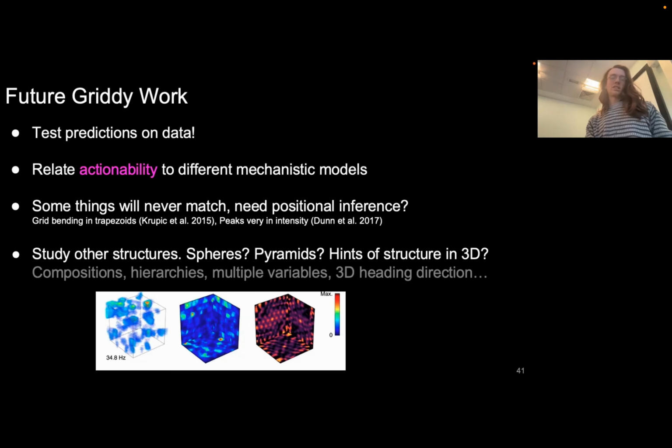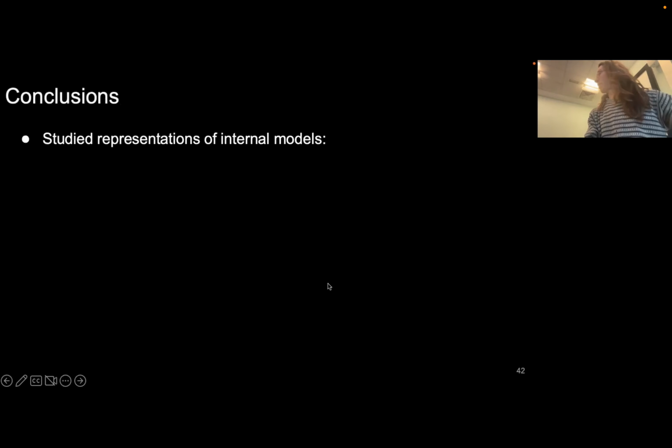Maybe I'll just wrap up quickly. I'd like to test these predictions. I'd like to relate actionability to the mechanistic models. And there are some things our theory will never predict, so there are some other ideas about how to get those in there that we talked about as well. And then you can draw all sorts of structures like hierarchies of structures, multiple variables, things like that. 3D thing direction.